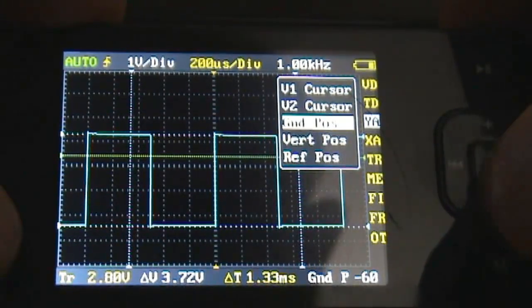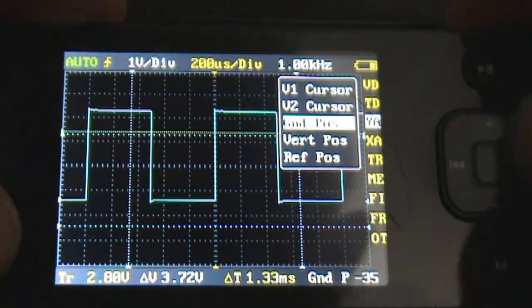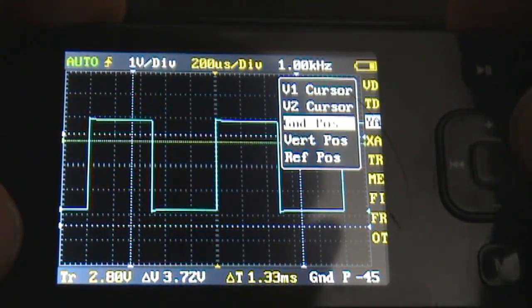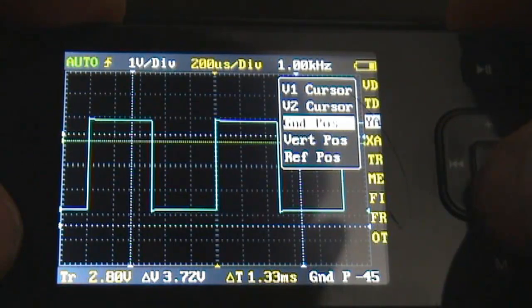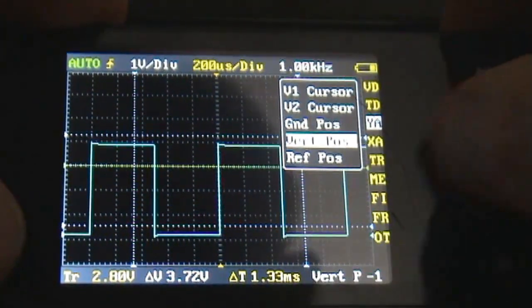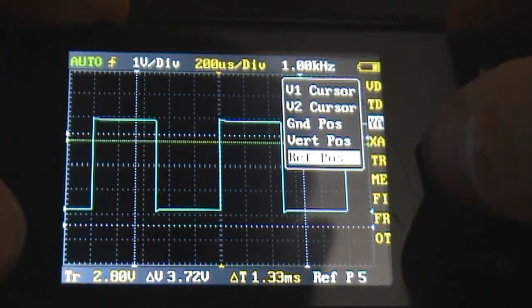If we come down again, we can see ground position, and we can move the ground position up with reference to vertical position reference points. Vertical position, we can just shift the whole waveform up and down, and I haven't quite understood what reference position is about.